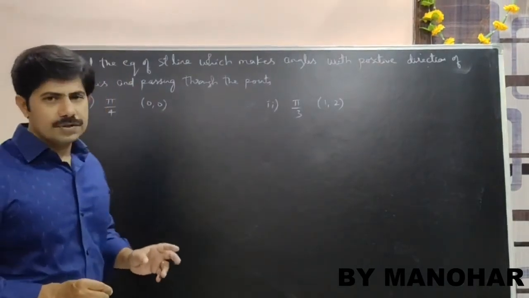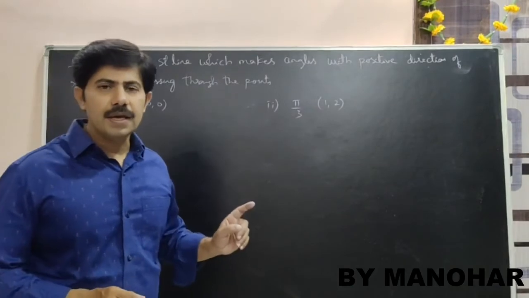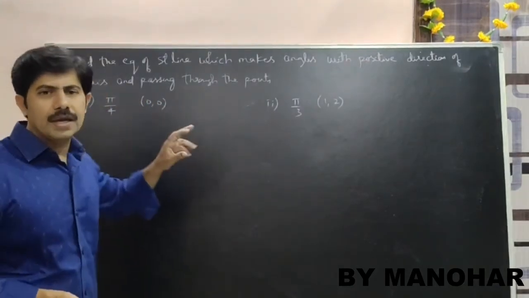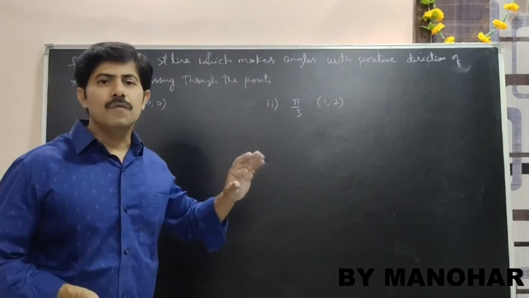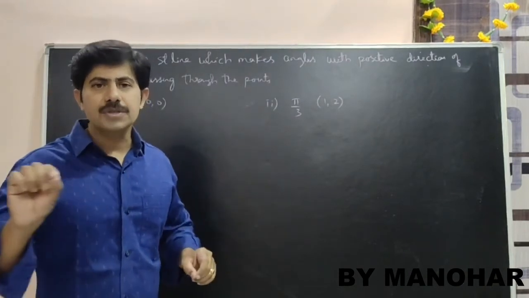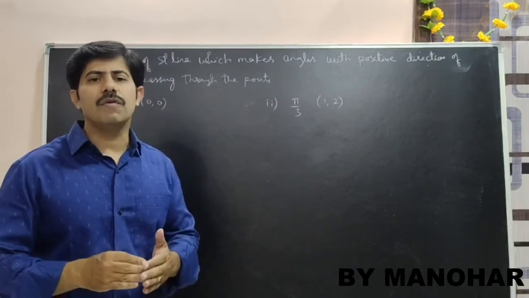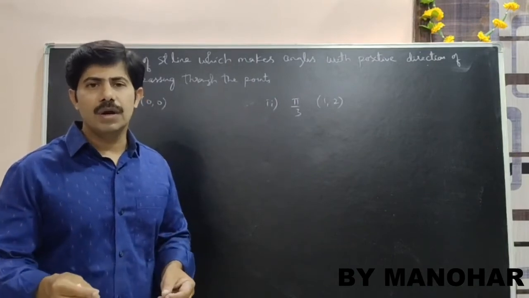See, what is given? Find the equation of a straight line. That straight line is making some angle. Here the angle is pi by 4, making an angle pi by 4 with x-axis in the positive direction. With the positive direction of x-axis, how to find the slope? It is m is equal to tan theta.